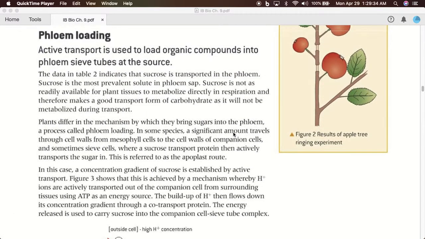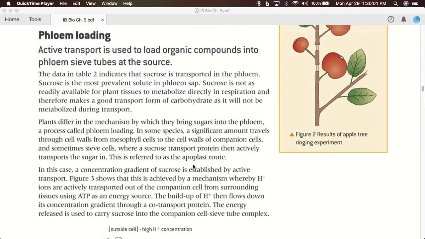Okay, so the next thing is phloem loading. Phloem loading is the general term for the active transport that plants use to take organic compounds such as sucrose into the phloem sieve tubes. And it can happen in a couple of different ways. Like before, we were talking about the apoplast route and the symplast route.